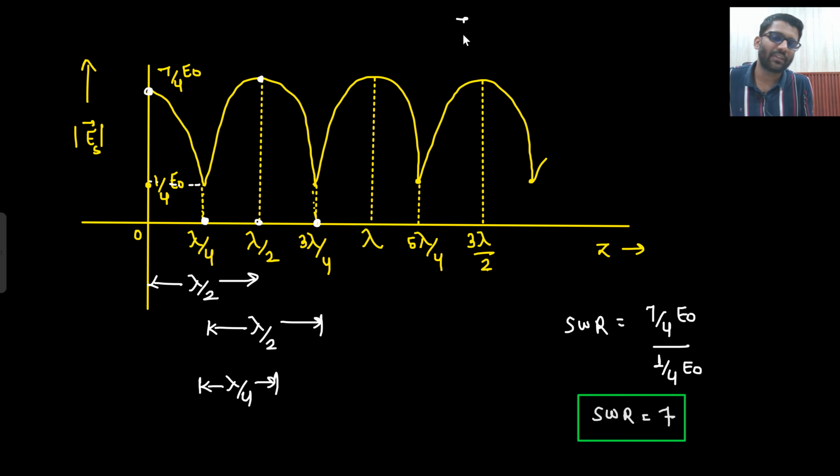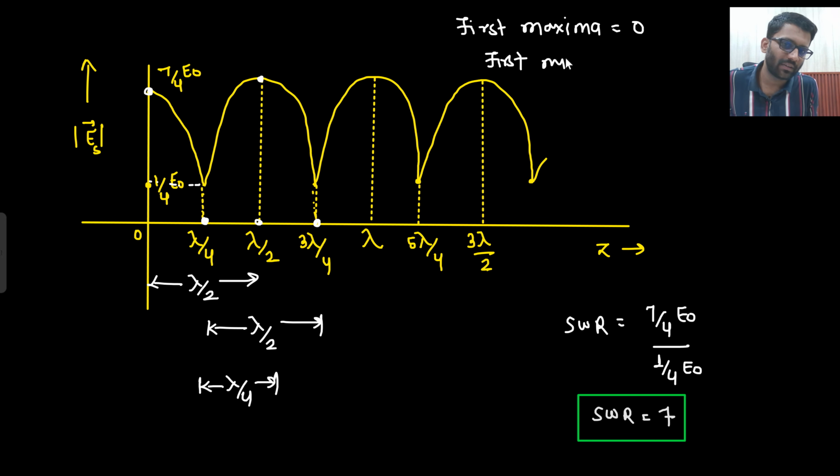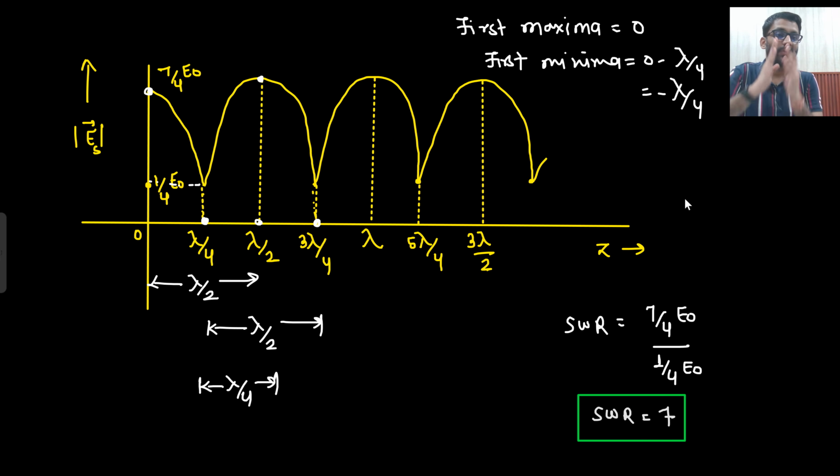Now, some guy will say that, sir, I am having my first maxima at 0. Now, if I need to calculate first minima, then, sir, will I do 0 minus lambda by 4? So, answer is coming out to be minus lambda by 4. This is not accepted. Then, to get the accepted answer, that means to get the first actual minima, what you need to do? Add lambda by 2 from here. What you are going to get? Lambda by 4. So yeah, at lambda by 4 you are having minima.